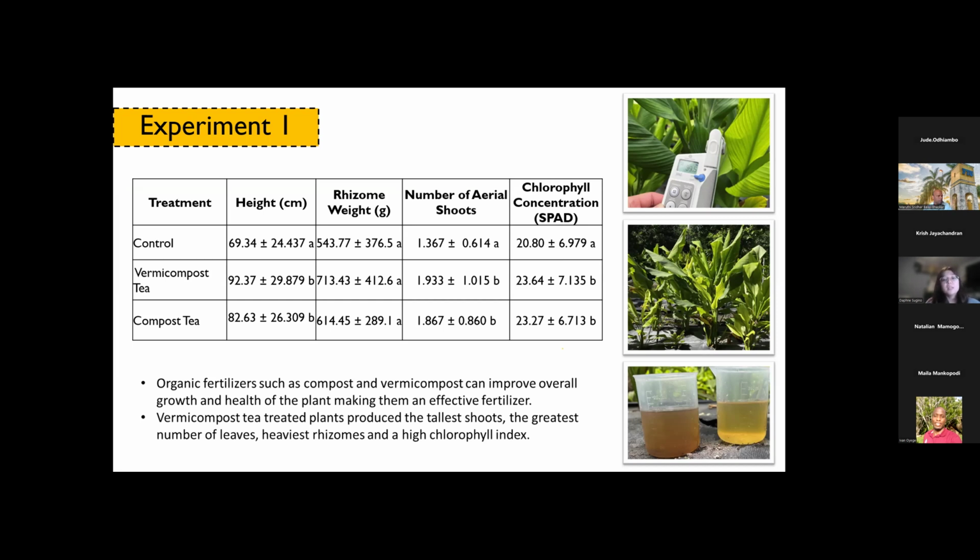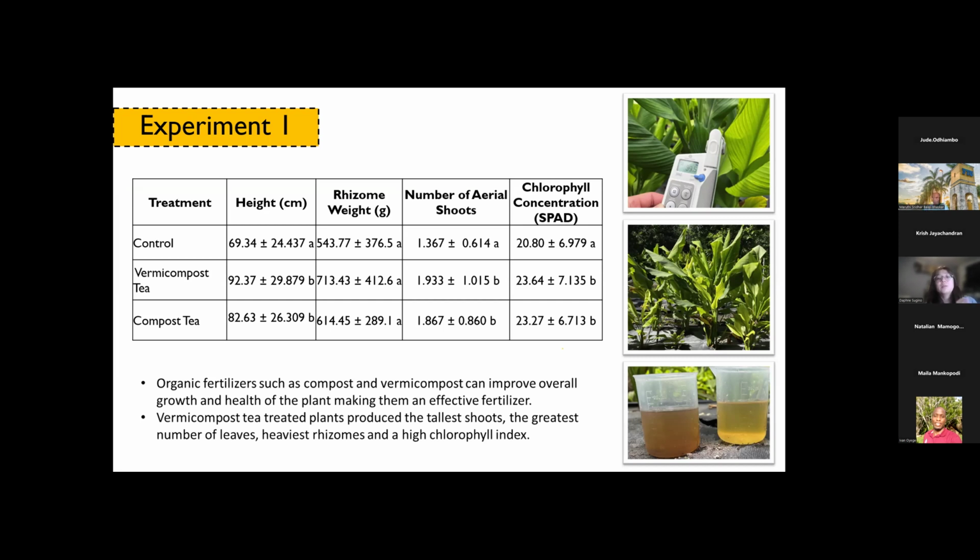So throughout our data analysis, we also observed that vermicompost tea treated plants actually performed the best out of all of the treatment groups, which is just compost and then also the control. And vermicompost tea treated plants had the tallest shoots. They had the greatest number of leaves, because I actually didn't include that in this table. And also they had the heaviest rhizome yield, even though it wasn't significantly different.